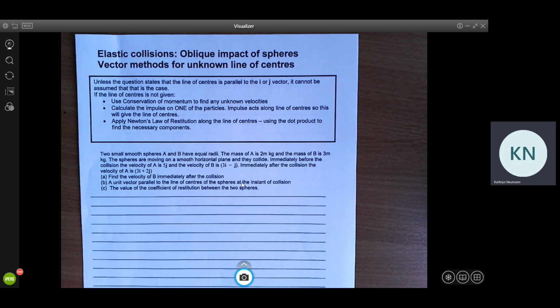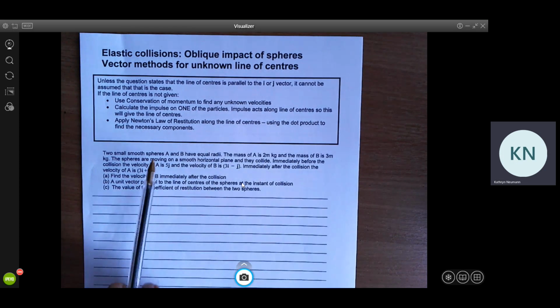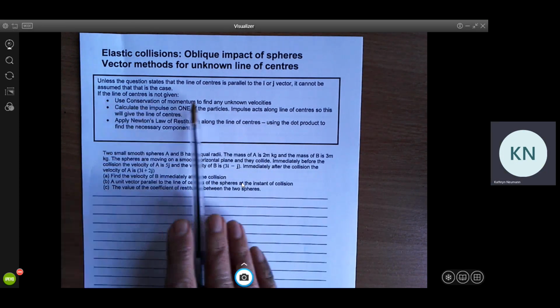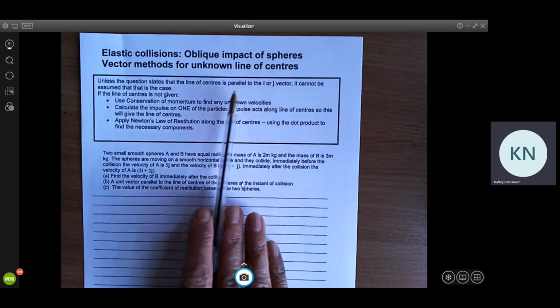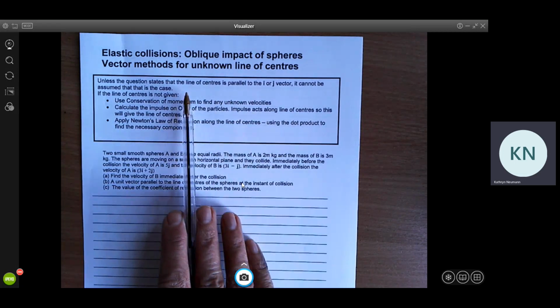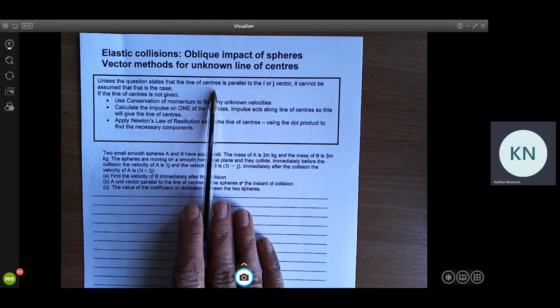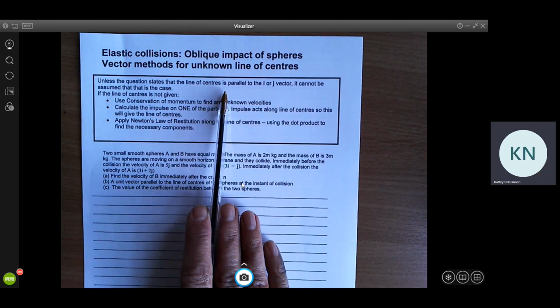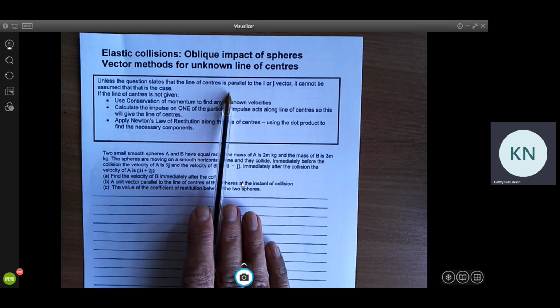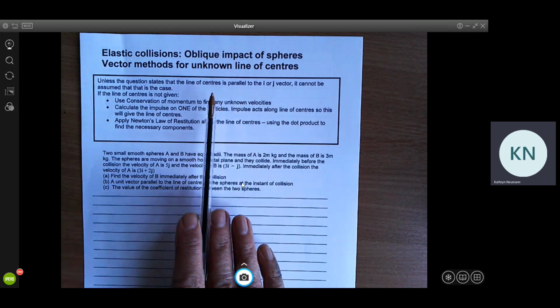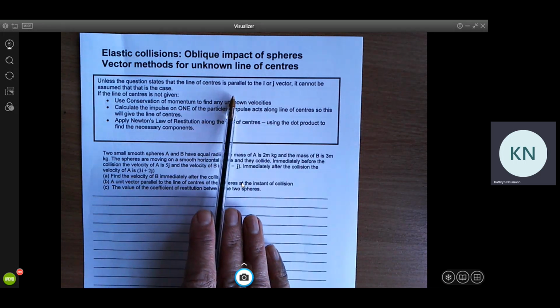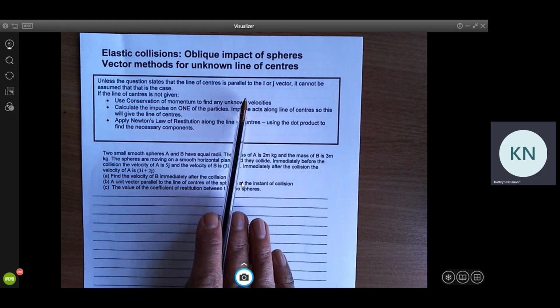Unless a question states that the line of centres is parallel to i or j, it can't be assumed that that's the case. If the line of centres is given, so for instance, you're given an equation of the line or you're told that it's parallel to a particular vector, then we can use methods that we've done in the last few questions. But if we're not given the line of centres, we need to find it.